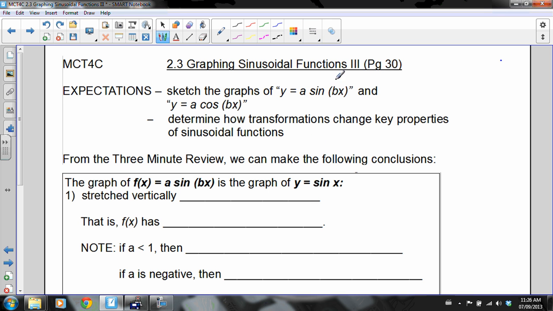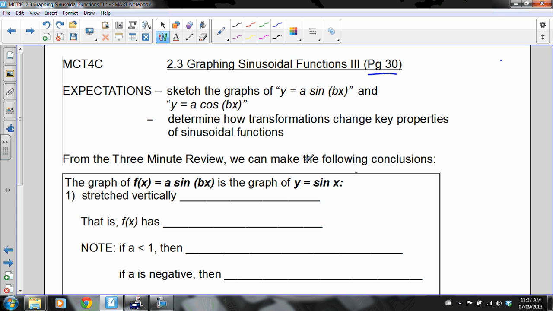Okay, so graphing sinusoidal functions 3, this is on page 30, and this is the stretches and squishes. Last day we were talking about translations, which are moves left and right and up and down, and now we're talking about stretches and squishes, and in fact flips as well. So from the 3-minute review, we can make the following conclusions.